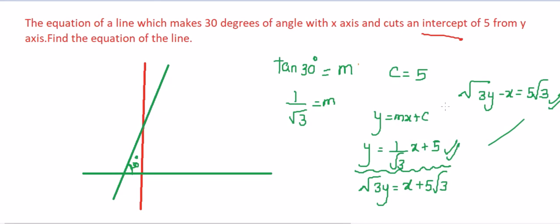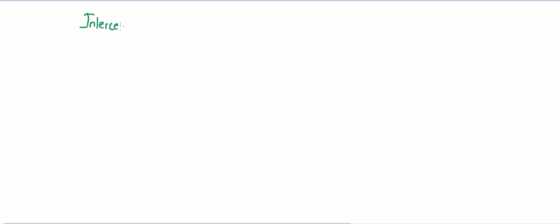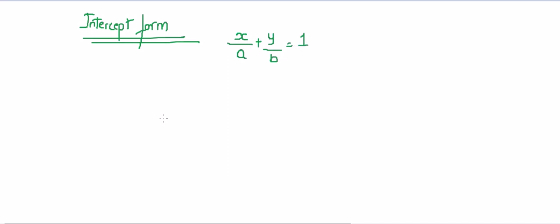Now the next is the intercept form. Intercept form is not commonly used, but still it's very easy to find the coordinates of a straight line, actually where it's cutting the x-axis and y-axis. If you want to know that, intercept form is way simpler and preferable. So intercept form is written as x over a plus y over b equals 1.